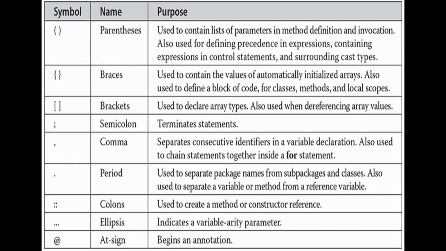Next, let's talk about separators. Separators are special characters or symbols that divide and organize different elements in a program's structure. In front of you on the screen is a list of separators in Java. For example, we have parentheses, braces, and brackets. And we also have semicolon, which we know is used to terminate statements in Java except for block statements. Then we also have comma, period, or a full stop, colons, ellipsis, and at sign.